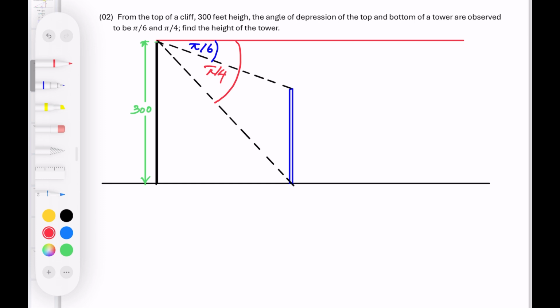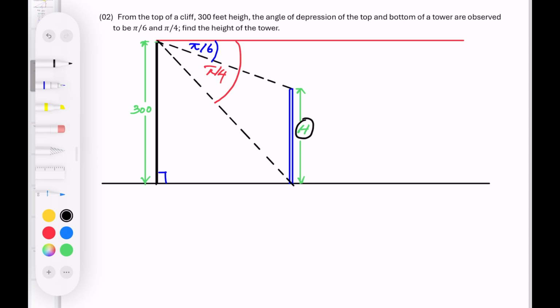Now we need to find the height of the tower. Let me label the height of the tower. This is the height of the tower. We will label this as h. We need to find the value of h. Now I have shown all the information given. Now it's time to understand the geometry of this figure. We know that this angle right here should be equal to 90 degrees. Let me show it as that. This angle is 90 degrees.